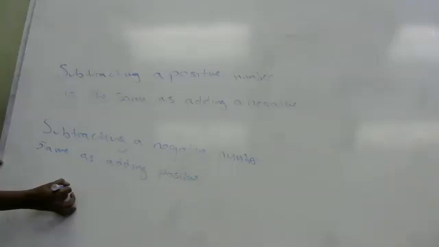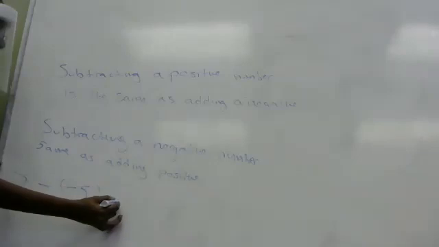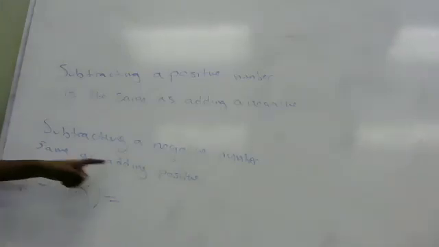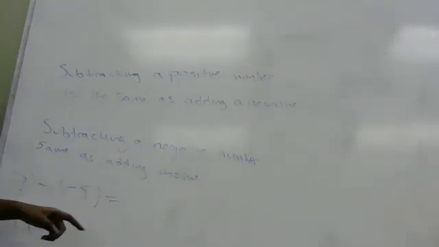So subtracting a negative number. Give me a negative number to subtract. 5. So I'm going to do -5. I'm going to subtract it from, give me another number. 7. So 7 minus -5, right? And they said it's the same as adding the positive, so here 7 plus 5. All right, so 7 minus -5. What happens when you subtract a negative? You go up.